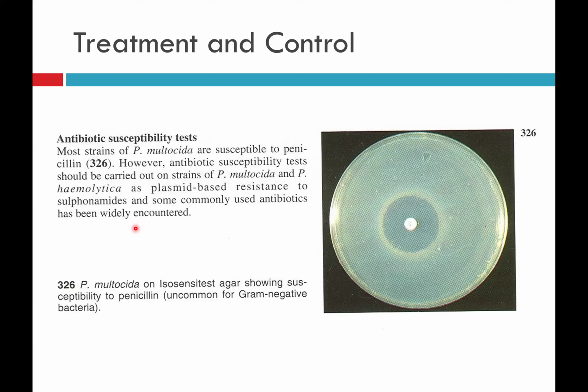Then most strains are susceptible to penicillin. So here's an AST of P. multocida, showing its susceptibility to penicillin. So here we see the zone of inhibition. And this is uncommon for gram-negative bacteria, but for Pasteurella multocida, this is common.